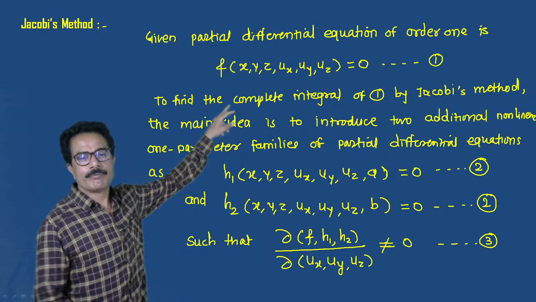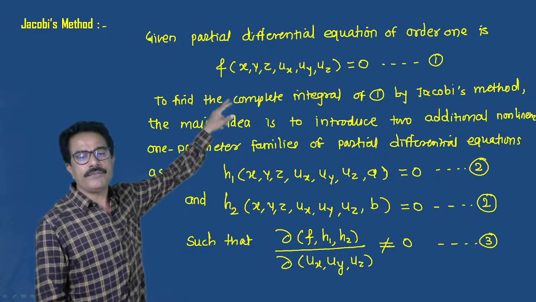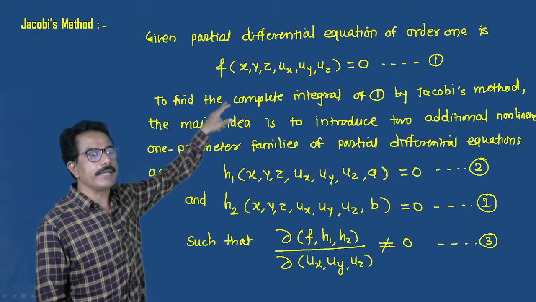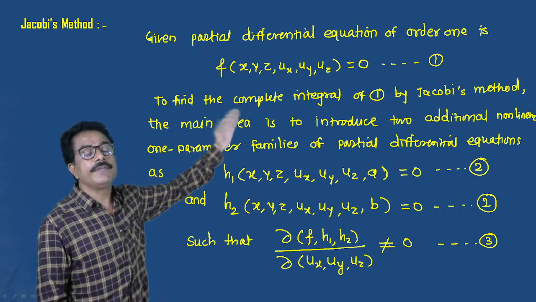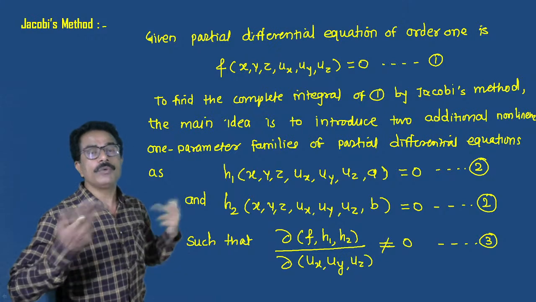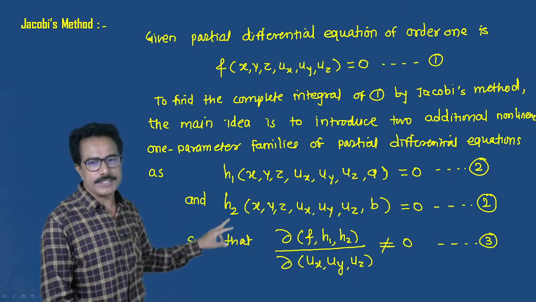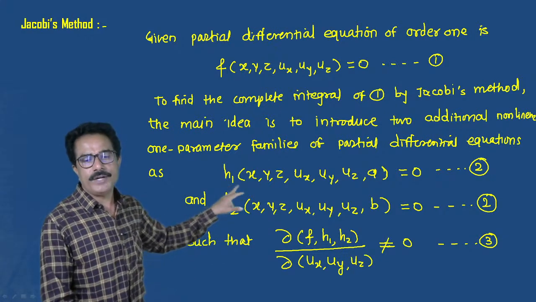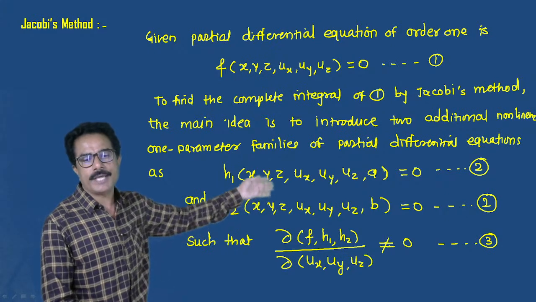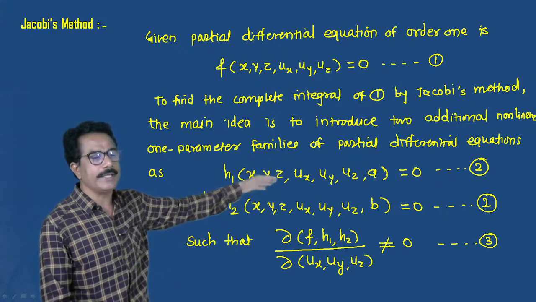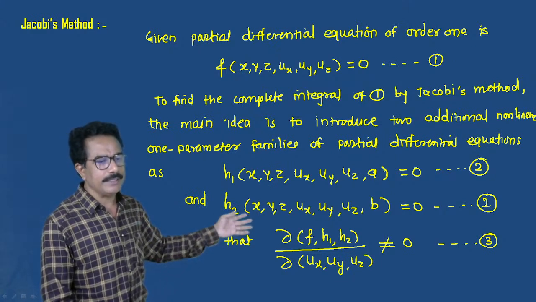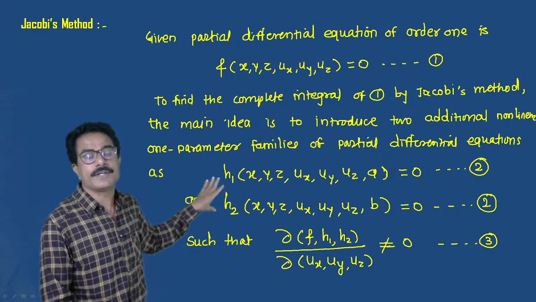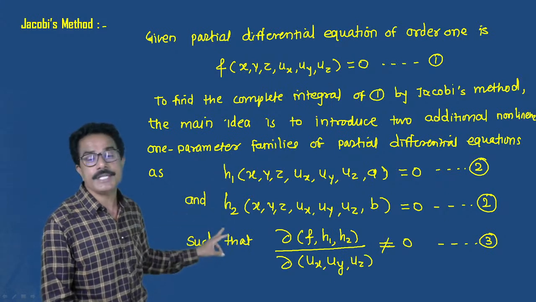If the partial differential equation of order 1 having 3 independent variables is f of x, y, z, ux, uy, uz equals 0, then we have to introduce 2 new functions, capital F1 of x, y, z, ux, uy, uz and capital F2 of x, y, z, ux, uy, uz. We have to introduce 2 partial differential equations, that is h1 and h2.